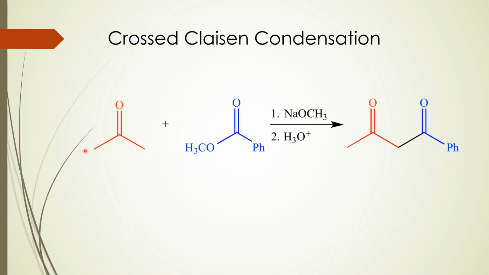So here in this acetone molecule there are 6 alpha protons, 3 alpha protons from this CH3 group and 3 alpha protons from the other CH3 group. When the base, that is sodium methoxide, abstracts a proton from the CH3 group, it abstracts one proton from CH3 so as to form an enolate ion.